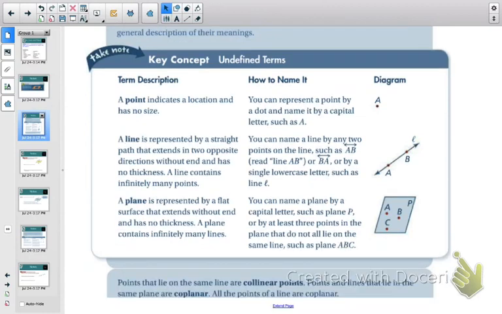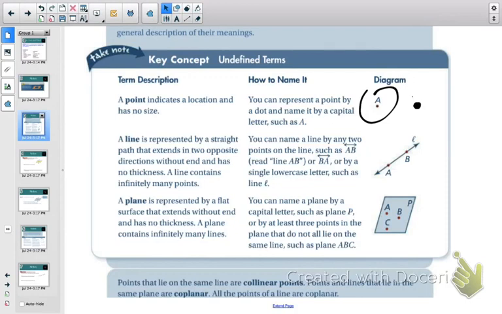So these are three undefined terms that we pretty much build geometry off of. A point indicates a location and has no size. So no matter if I make a point this big, or this big, or this big, it still has no size. It is just representing a location. You can represent a point by a dot and a capital letter, such as A. So, like this. That says point A.